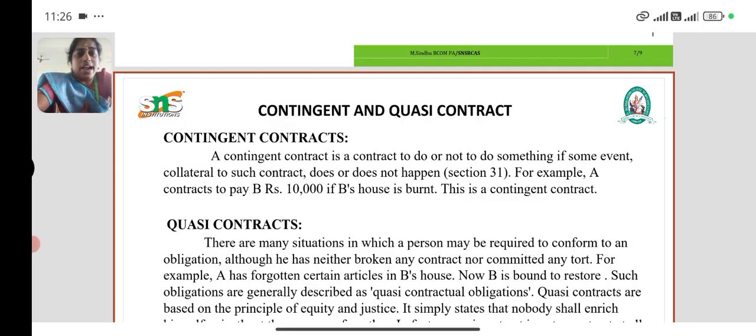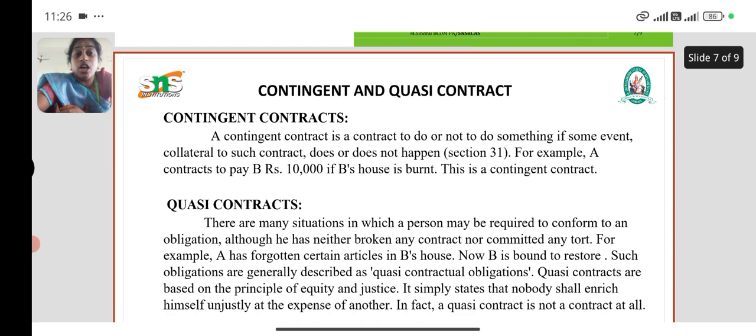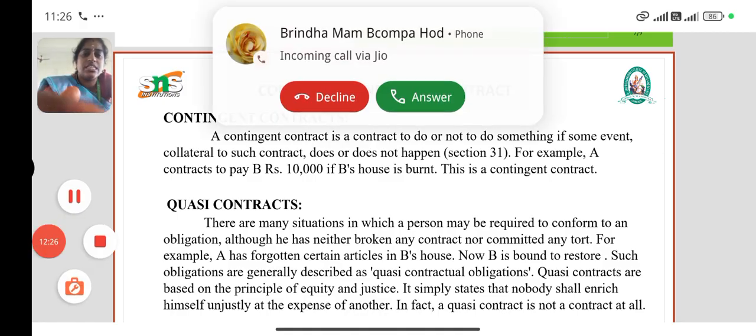Another example is that A has forgotten certain articles in B's house. Now B is bound to restore them. Such an obligation is generally described as a quasi contract. Whereas, if A went to B's house and left some of the things that he needed for his account, and B restored that account, that will not be considered a quasi contract, and it is considered to be legal.